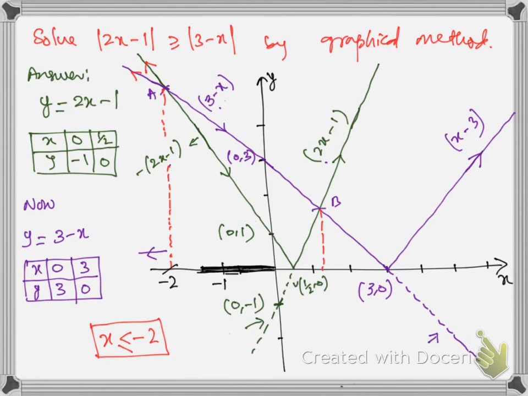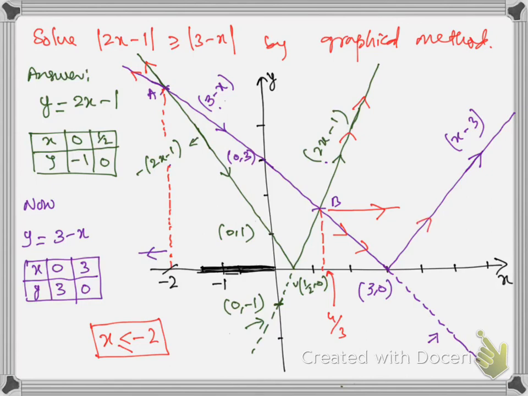Now with respect to point of intersection B, if we go to the right side of this point of intersection from 4/3, this is 4/3, then we observe that the green graph is above the purple graph.